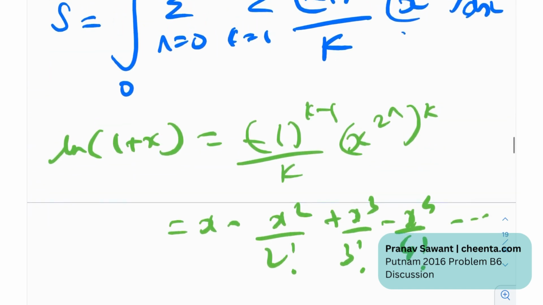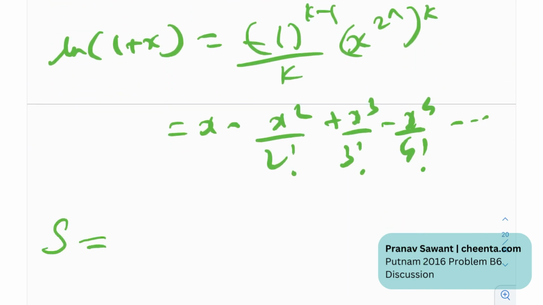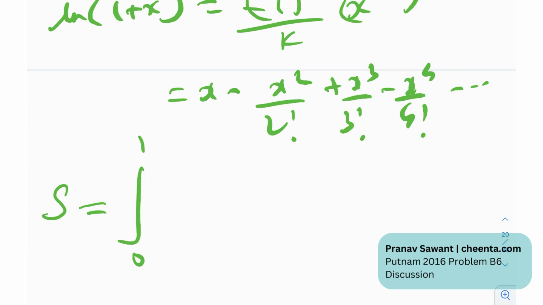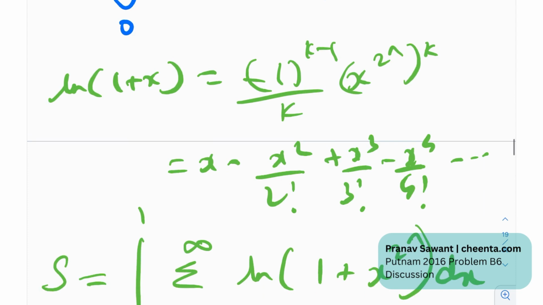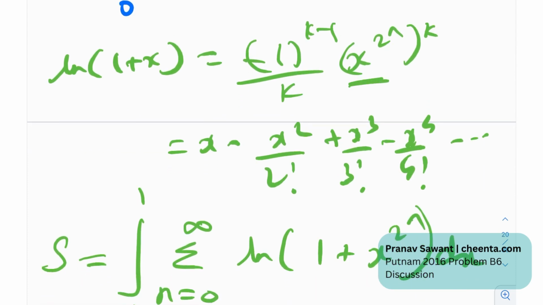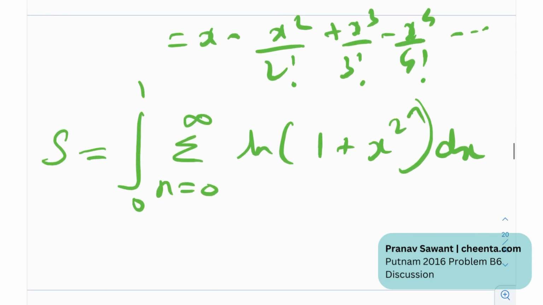Moving on, this essentially reduces our sum to the integral from 0 to 1 of the sigma from n equal to 0 to infinity of ln(1 plus x to the power n) dx, because this entire thing just becomes ln of 1 plus this quantity. That's great, and after this point it becomes a little bit easier.